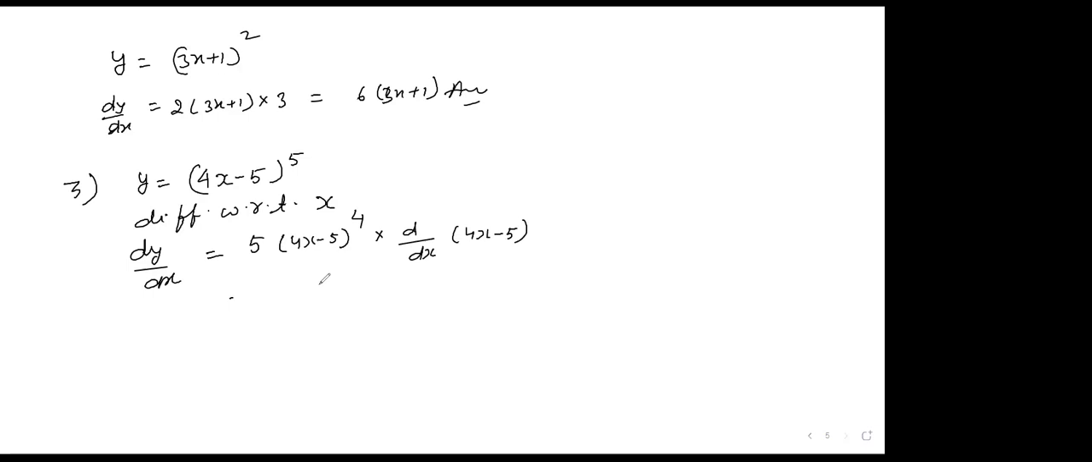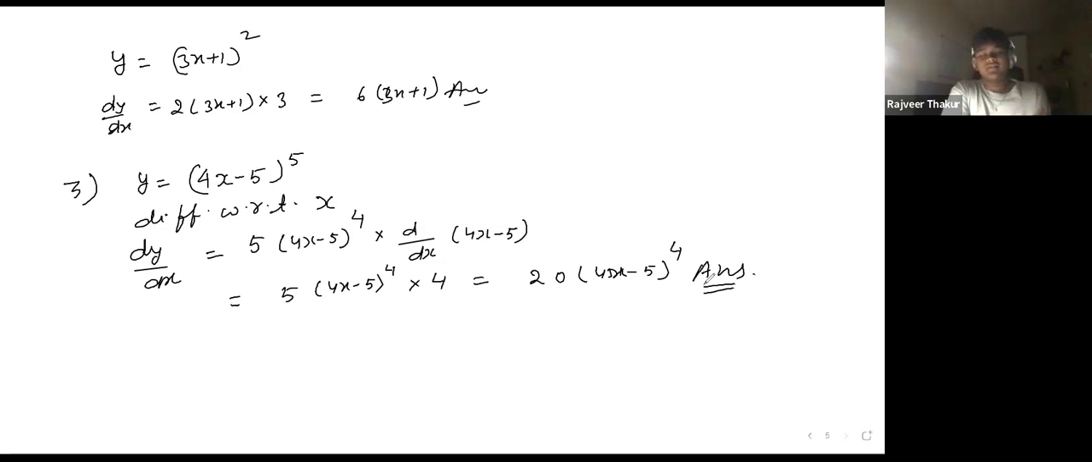So 5 (4x minus 5) to the power 4 into the derivative. 4x का 4 और 5 का 0, तो this becomes 5 into 4 (4x minus 5) to the power 4. This will be the answer. ठीक है। Okay, that makes sense.